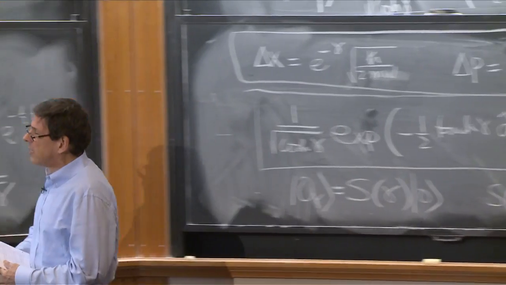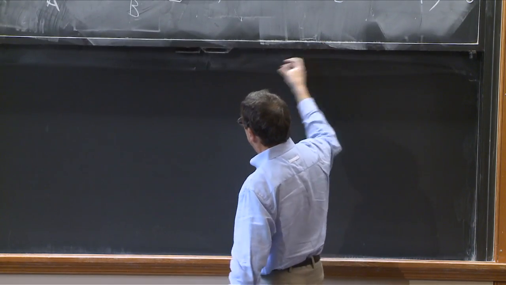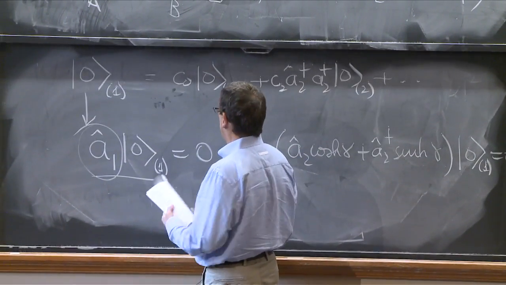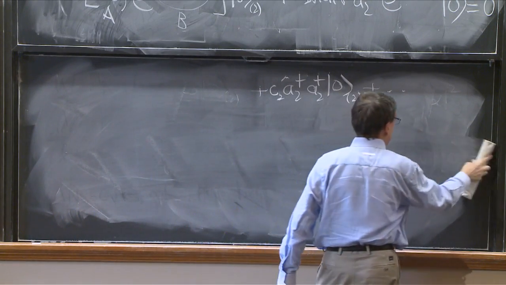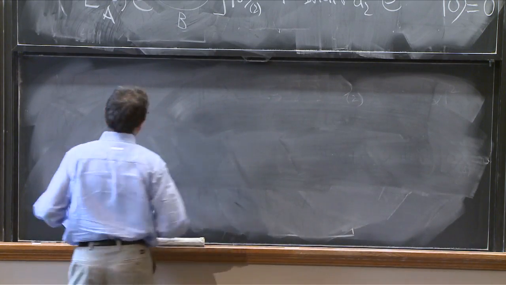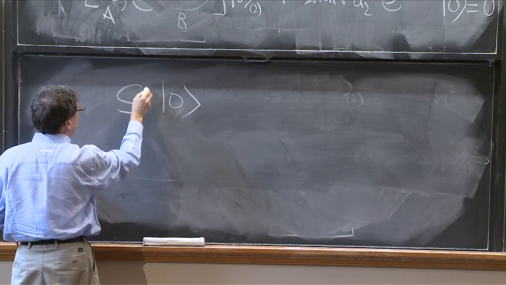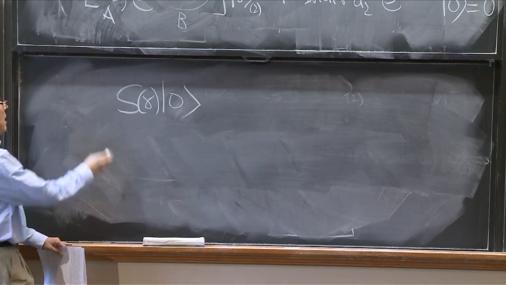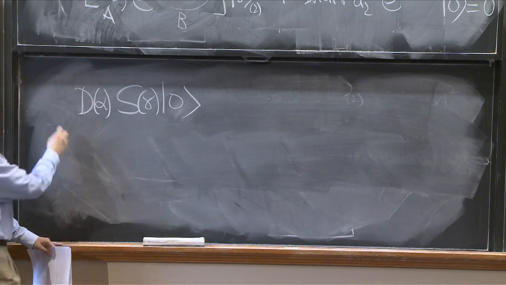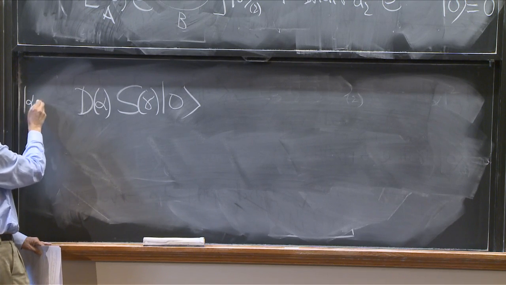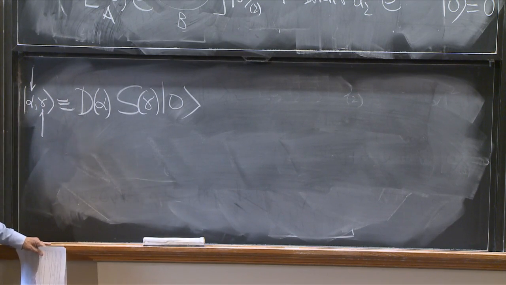Actually, once you have squeezed states, you can do more things, and you can squeeze and then translate. And those are the most general states that people use in quantum optics. So you take a vacuum, you squeeze it with S of gamma, and then you translate it with D of alpha. And this is the state alpha gamma, squeeze factor, translation factor.